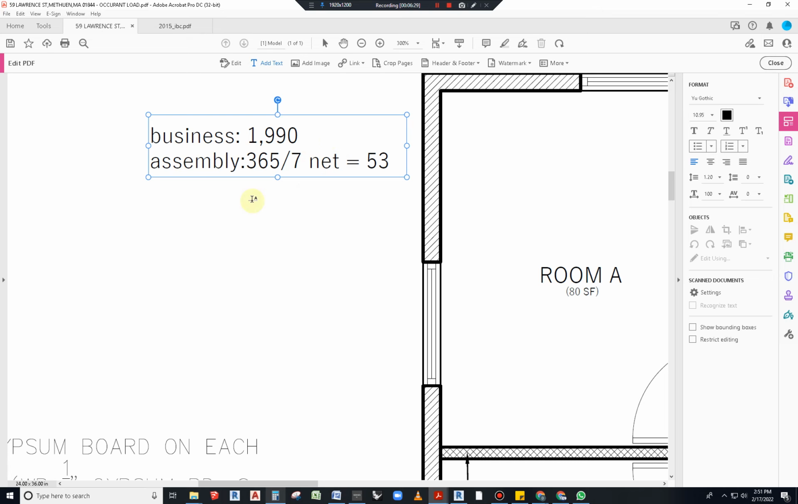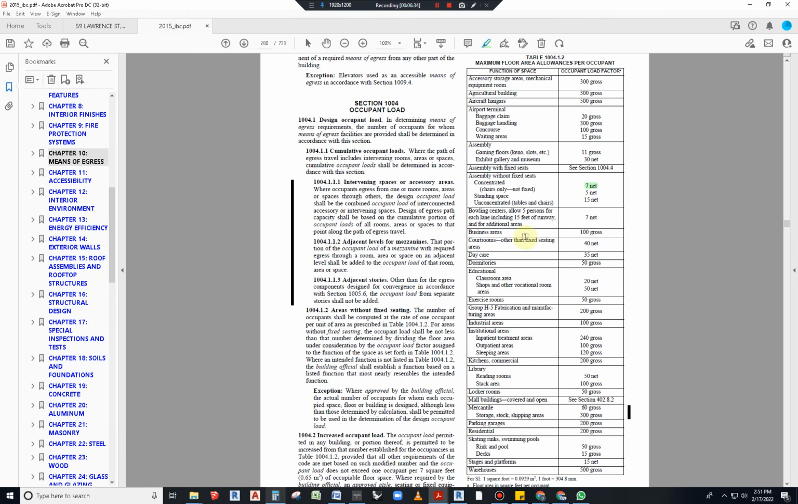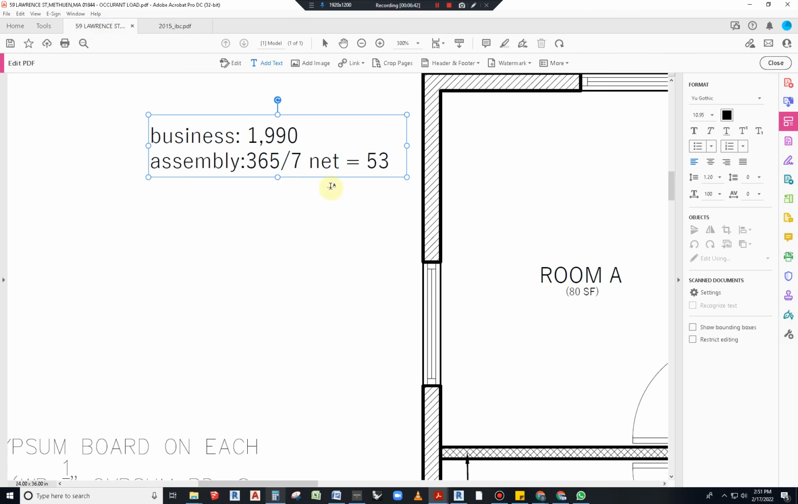And then we're going to do business. Imagine this is the layout of the first floor, right? Now we're going to the second floor, business, the same, business, right? Or maybe you leave a space. Business area is 100. Okay, go, so you're going to divide 1,990 by 100.